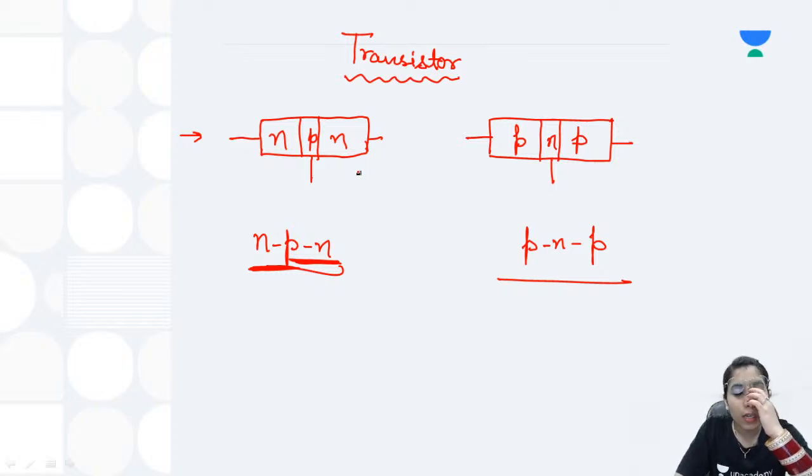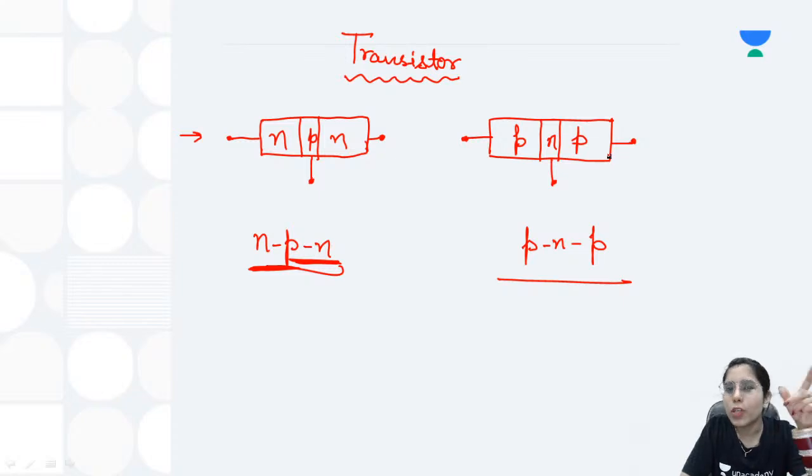How many terminals are there in the case of a transistor? There are three terminals. You can see in both cases, in NPN I have considered the three terminals, and in the PNP case I have considered the three terminals. Clear? So in the first case we have 3 terminals, in the second case also we have 3 terminals. So basically there are 3 terminals in a transistor.